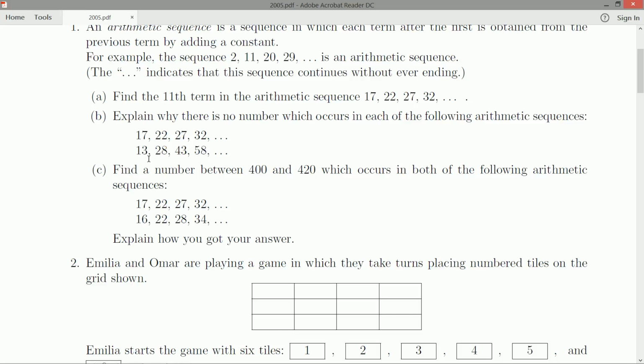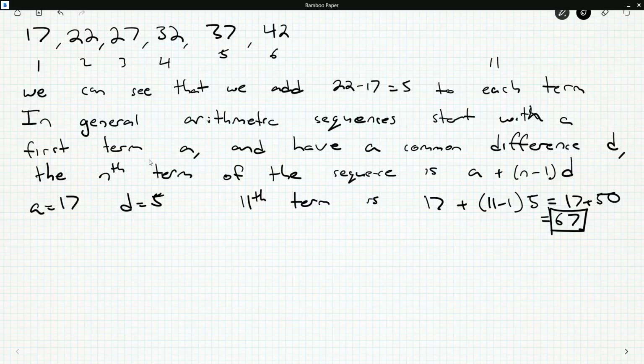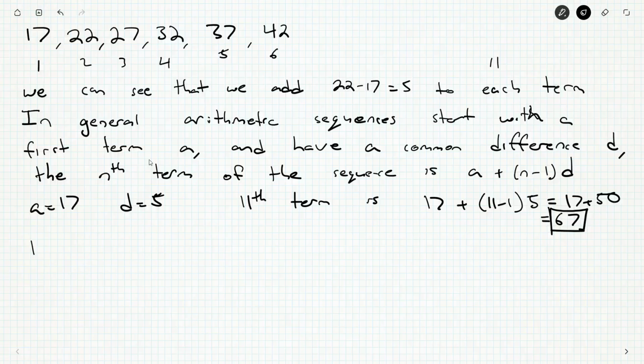Okay. So, how might we approach this question? So we've got 17, 22, 27, 32, and so on. And then we have 13, 28, 43, the next one is 58. Okay. So what are we to do? Okay, why can't these eventually intersect, that sort of thing?